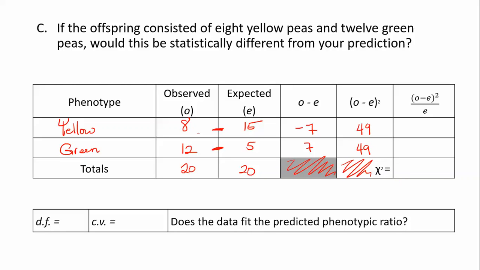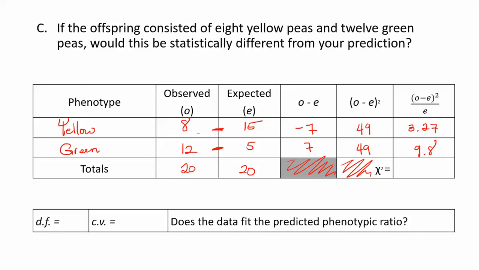And then finally, in the last column, we're going to take that number 49 and divide it by the expected. So in the final column, it's going to be 49 divided by 15, which when you calculate it out is 3.27. Remember, I always round to 2 digits. Then 49 divided by our expected value of 5 is going to give us 9.8.